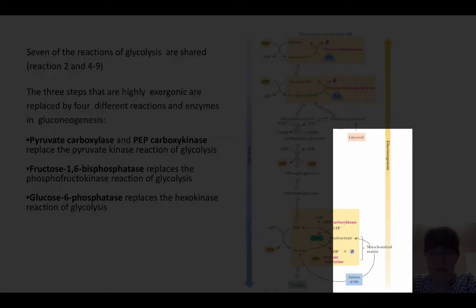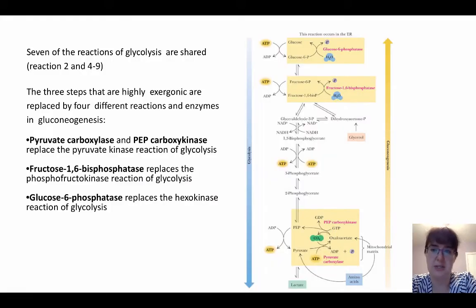And what you'll notice is that most of the substrates are the same. Most of the enzymes are the same, but those highlighted in yellow are different. So 7 of the reactions from glycolysis are shared. So reaction 2 and reaction 4 through 9. So a lot of them are shared. But there were 3 steps in glycolysis that were highly exergonic, and those are the ones that we have to replace. However, in replacing those 3 steps of glycolysis, we're actually going to have 4 enzymes.